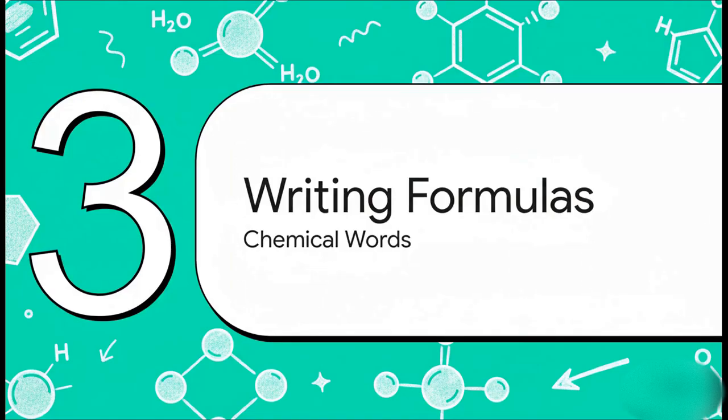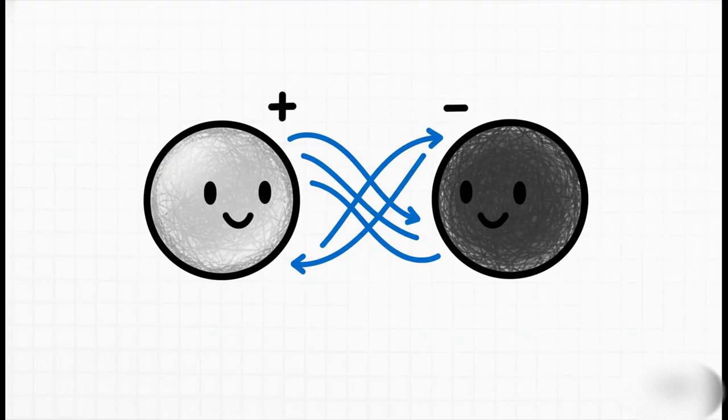Okay, now that we know our letters, let's start making some words. In chemistry, we call these chemical formulas. And there are two main types you're going to see all the time. First up, we've got ionic compounds. This is what you get when a metal and a nonmetal get together. You know how they say opposites attract? Well, that's pretty much the whole idea here.